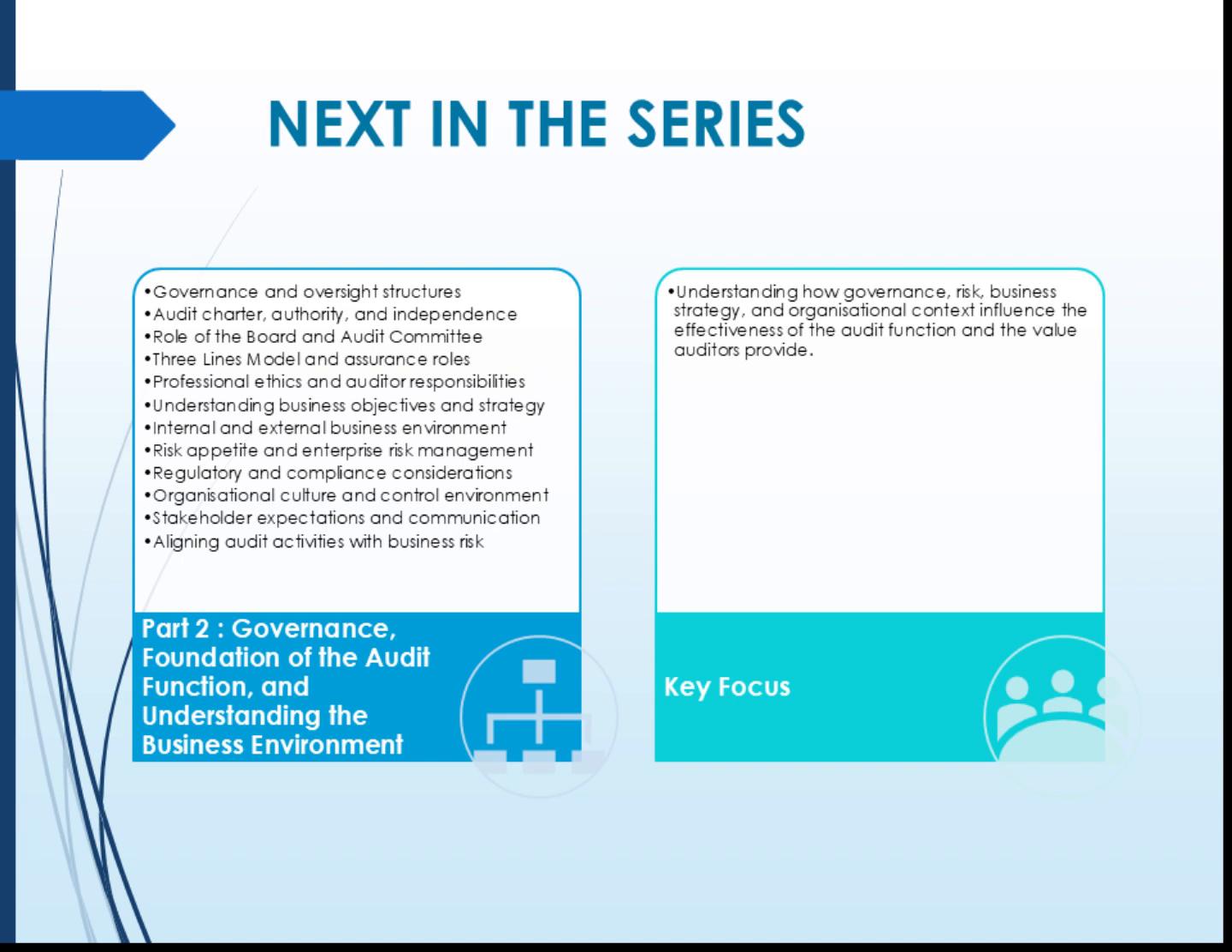The series will also cover professional ethics and auditor responsibilities, including integrity, confidentiality, professional skepticism, and due professional care. From a business perspective, auditors must understand organizational objectives, business strategy, and both internal and external business environments. We will also examine enterprise risk management, risk appetite, regulatory and compliance requirements, and how organizational culture and stakeholder expectations influence risk and governance practices.